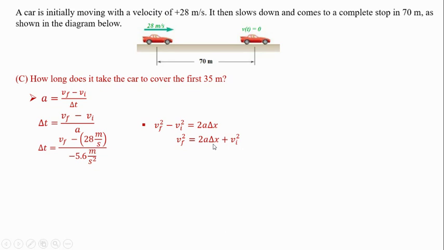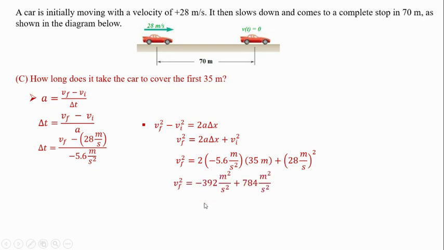So it'll be 2A delta X plus VI squared. Here I'm just going to plug in values. A is negative 5.6. Delta X is 35 because it's moving to the right. VI is 28 because it's given. I carry all my squares down. And then to get VF by itself, you need to radical both sides.